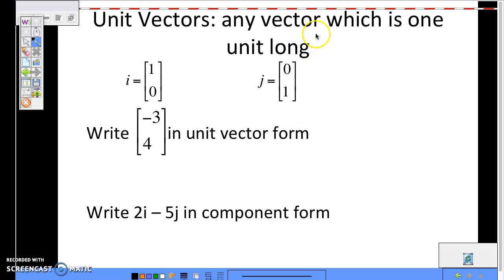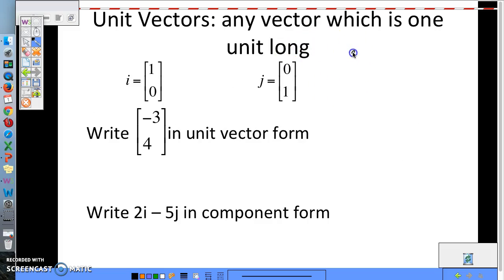A unit vector. These are pretty easy. A unit vector is just saying it has length 1. So i is going not over 0 and up 1, 0, 1. So 0 and over 1. So if you needed to write this in vector form, you're using these i's and j's, it's pretty easy. Your x, there'd be negative 3 i's, because we'd go back 1, and back 1. All of these are length 1. And then we'd go up 4, so plus 4j. And that's in unit vector form.